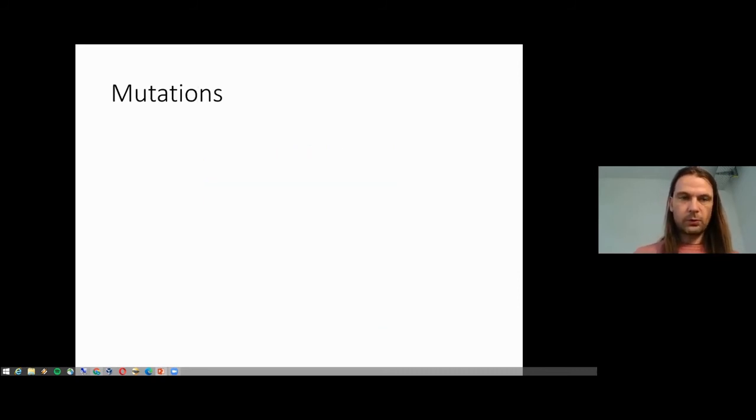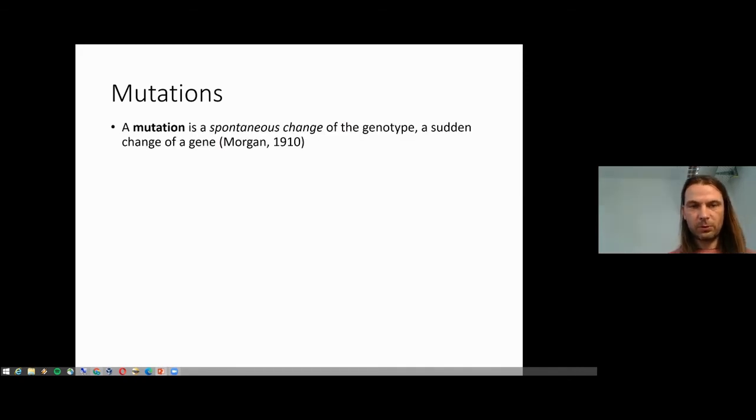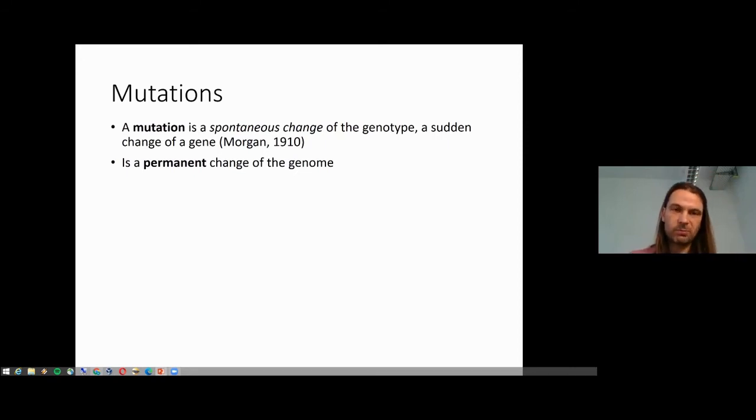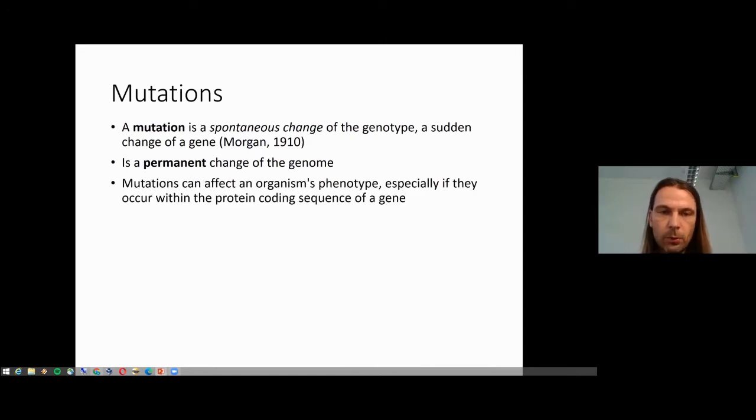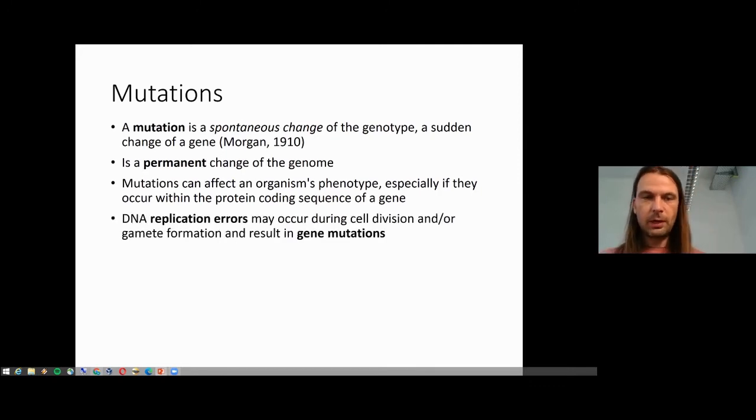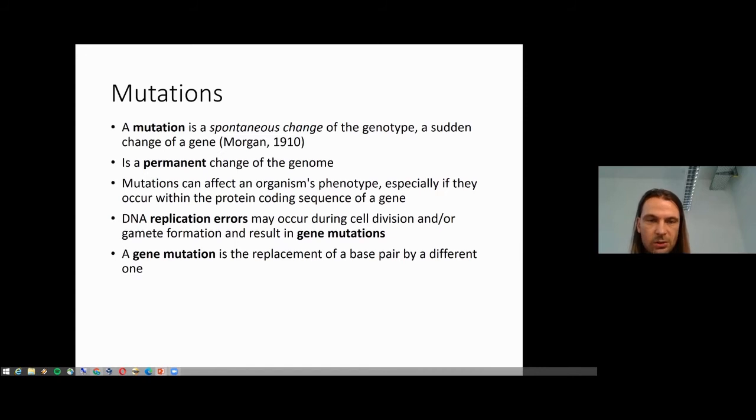One of those processes we call mutations, which is a spontaneous change of the genotype, a sudden change of a gene. And the mutation is not reversible, so it's a permanent change in the genome. Mutations can only affect an organism's phenotype if they occur on the protein coding sequence of a gene. That should be understandable now, right? Because we heard there's a lot of DNA that does not encode for proteins. And there can be errors in the replication of DNA during cell division or the formation of germ cells or gametes, which then result in so-called gene mutations.